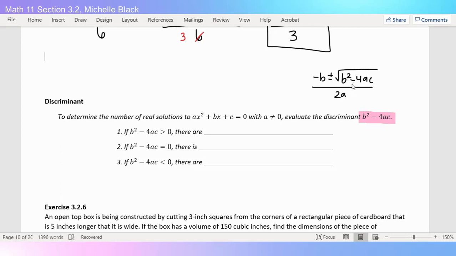Just thinking about square roots. If I have a positive number under the square root, that's totally fine. I can take the square root of it, and this plus or minus will give me two different answers. So if my discriminant is positive, then the number I have under here is positive. That's going to give me back plus or minus a number, or in other words, two real solutions.